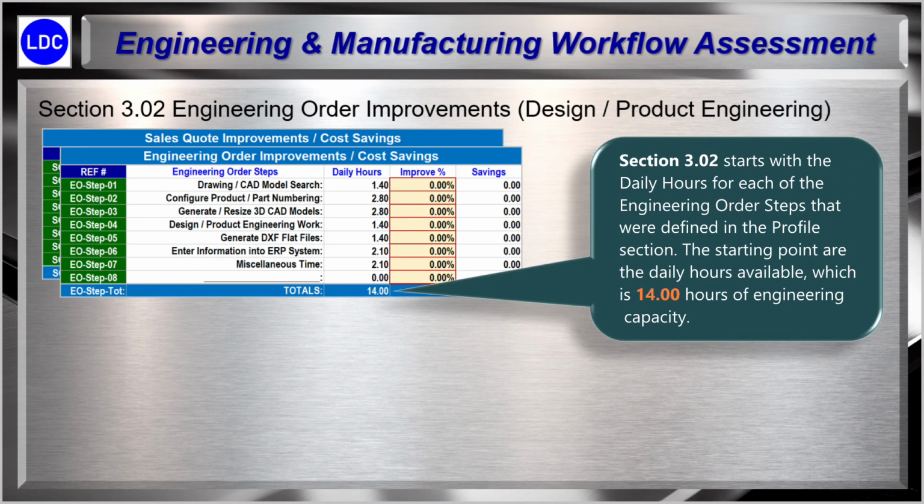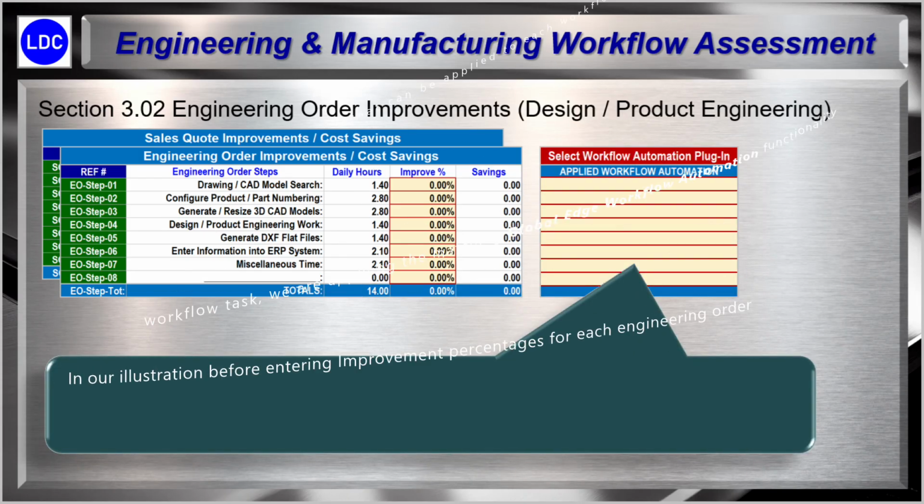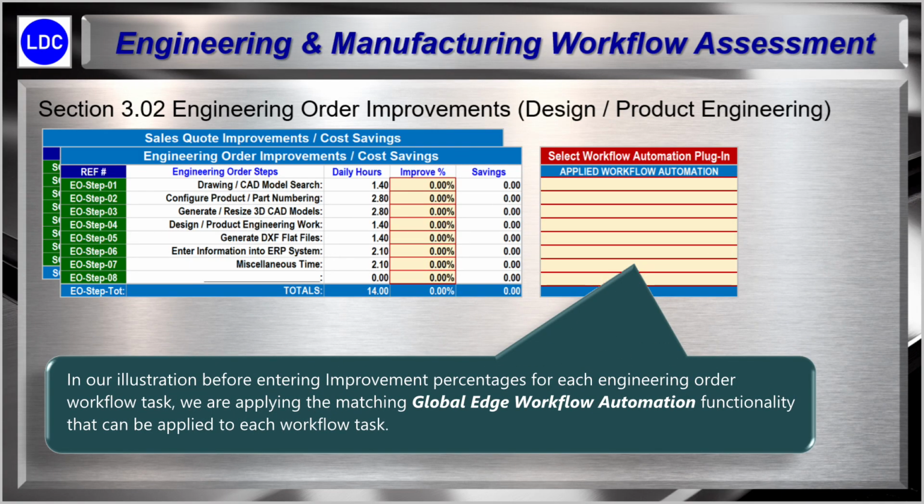Section 3.02 starts with the daily hours for each of the engineering order steps that were defined in the profile section. The starting point is the daily hours available, which is 14.00 hours of engineering capacity. In our illustration, before entering improvement percentages for each engineering order workflow task, we are applying the matching Global Edge workflow automation functionality that can be applied to each workflow task.